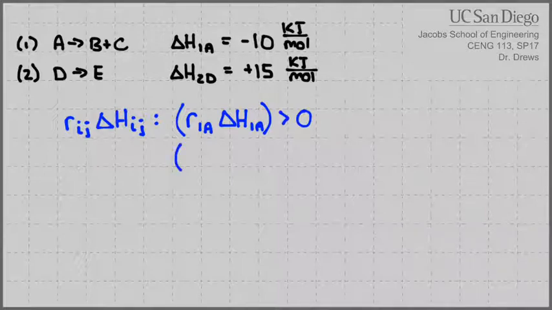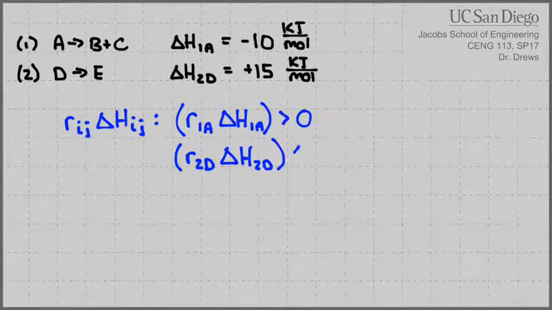Similarly, when I see that one of those enthalpies is positive, the one for reaction 2, I know that when I write the rate of reaction for species D in reaction 2 times its enthalpy, I expect that term to be less than 0, because that's an endothermic reaction, which generally tends to drive the temperature of the system down.